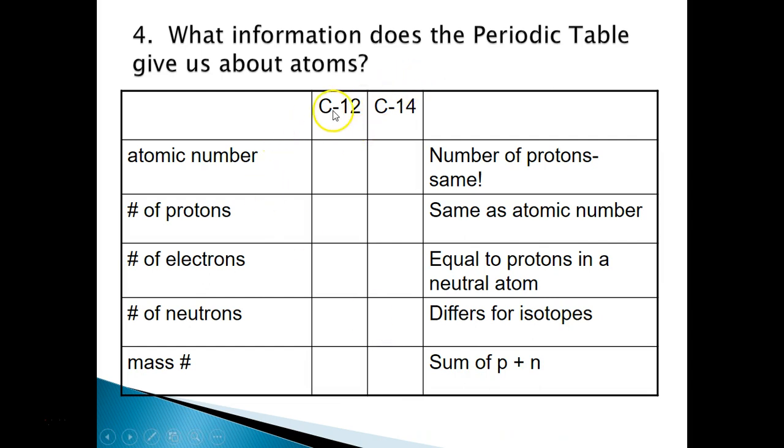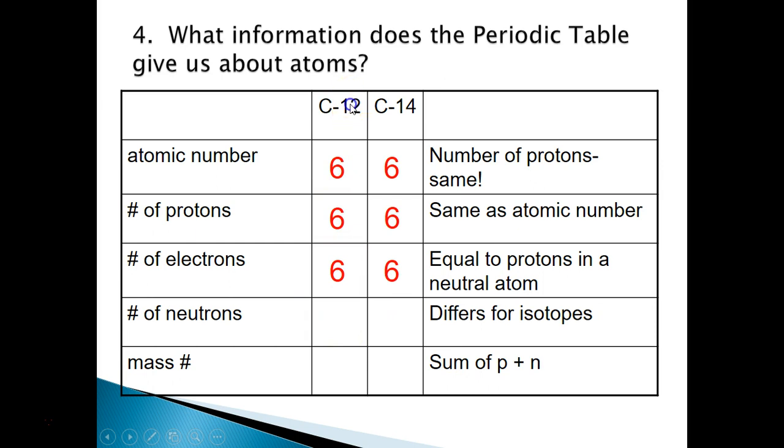So here's just another look at carbon-12 and carbon-14. Since they're both carbon, they're going to have the same atomic number, and the atomic number for carbon is 6. That means they're going to have the same number of protons. It also means they're going to have the same number of electrons, because electrons will be equal to protons in a neutral atom. Now, the only thing isotopes differ by is the number of neutrons.